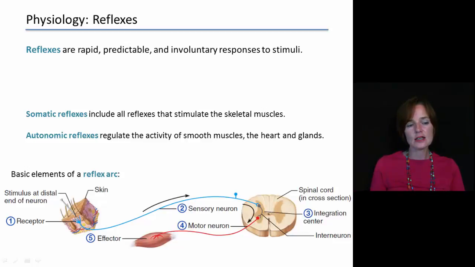Basic elements of any reflex, and we call it a reflex arc, are going to be 5 different parts to it. We have a receptor, so that receptor is receiving the stimulus, it is then going to transmit that signal to the central nervous system using a sensory neuron. So that's number 2. Number 3 is going to be the integration center. And then we have the motor neuron that is sending the information back out from this integration center, so from the central nervous system. And then number 5 is the effector. So that is what is going to give us that actual reflex or that actual response.